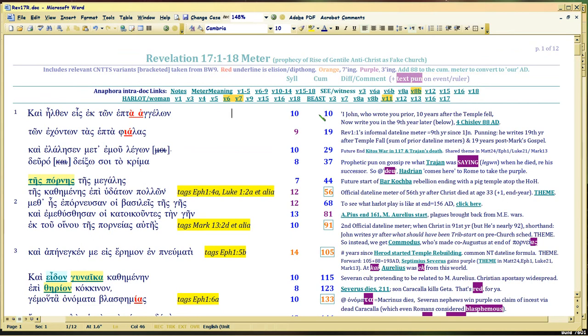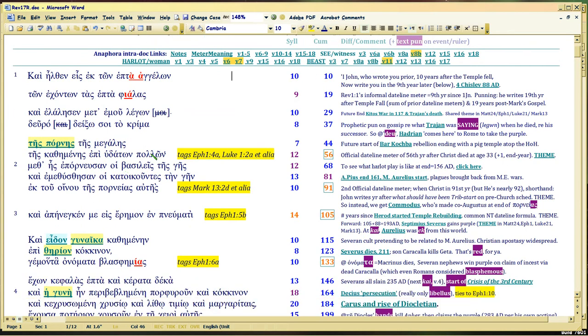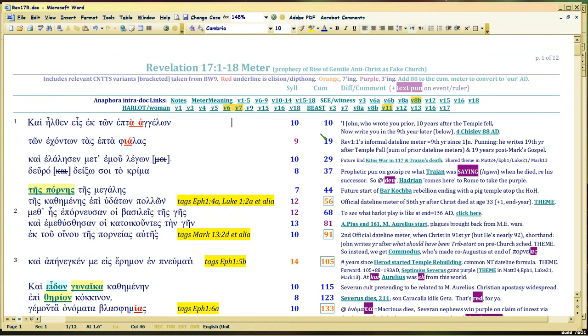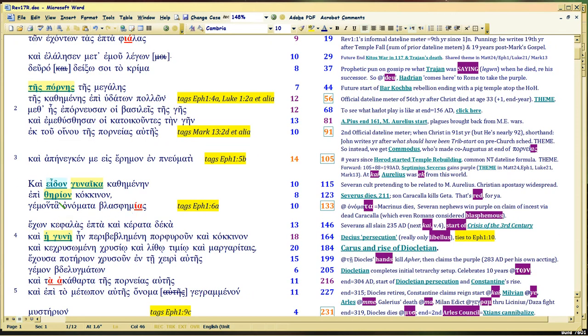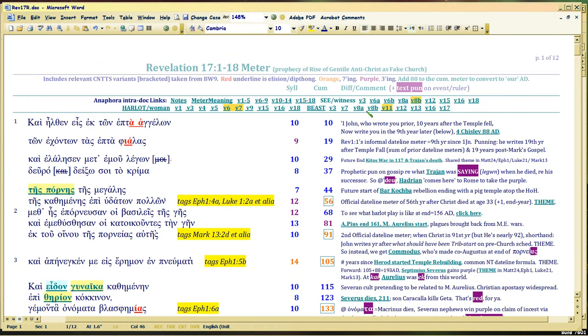Okay, and then what's the other main repeated word? It could be a phrase, but in this case it's just a word. Beast. Here's the word for beast. Therion. Depends on how you want to pronounce it. Okay, well, there's 1, 2, 3, 4. Ooh, 12 of them in one verse.